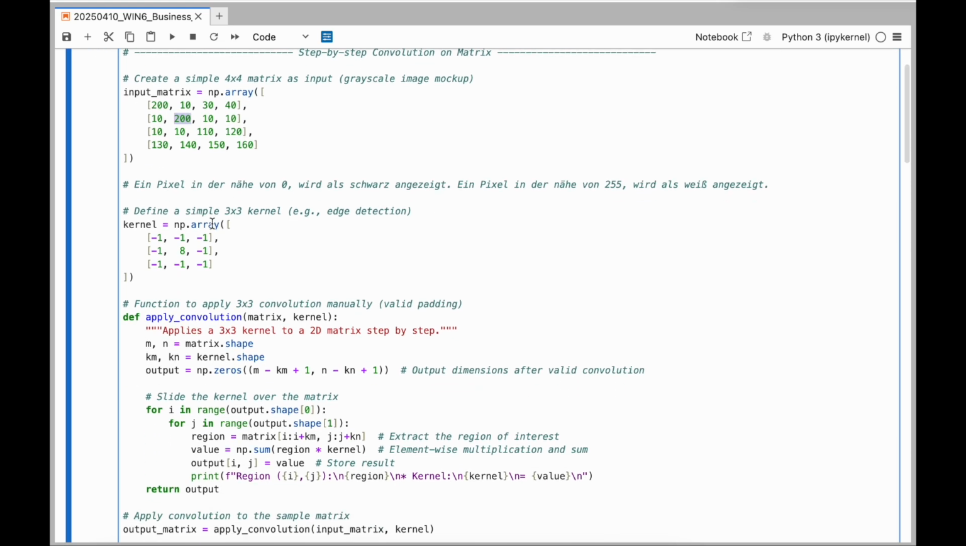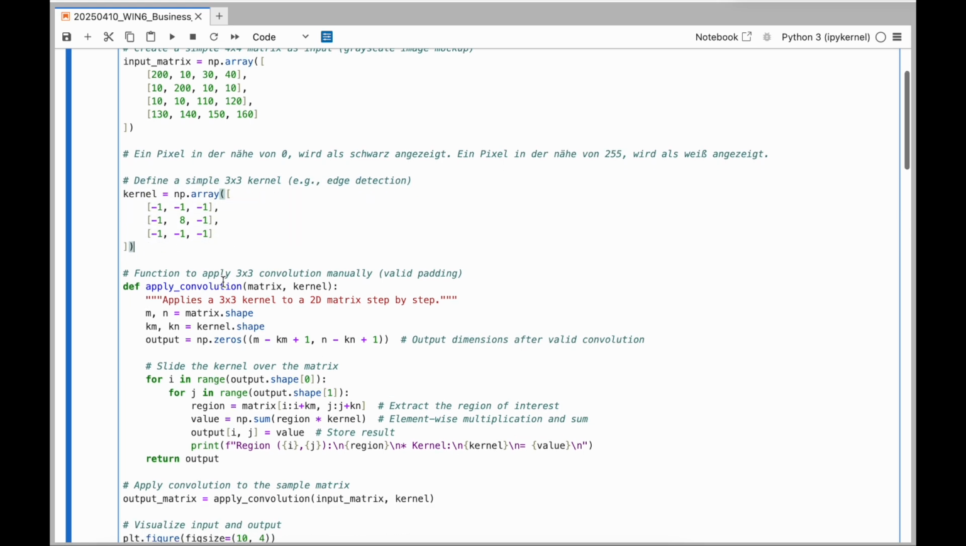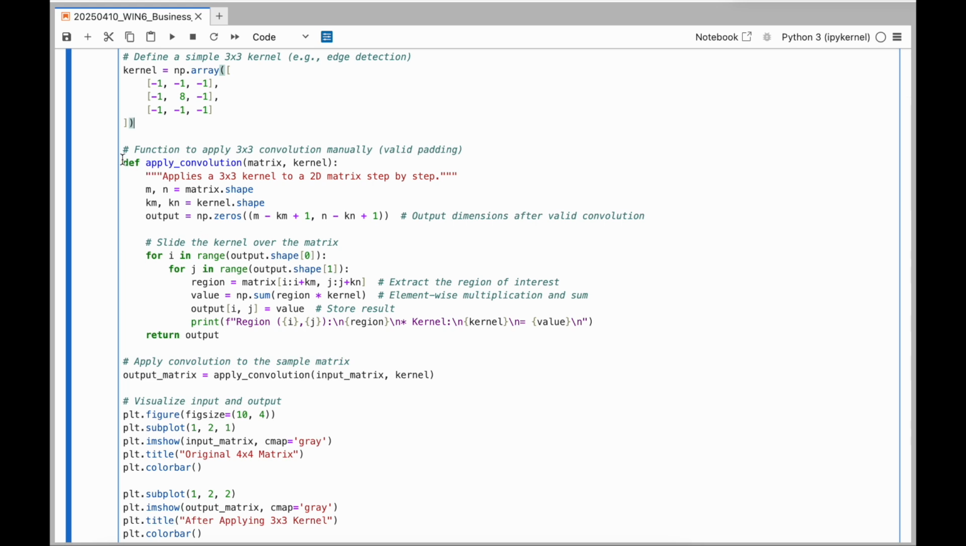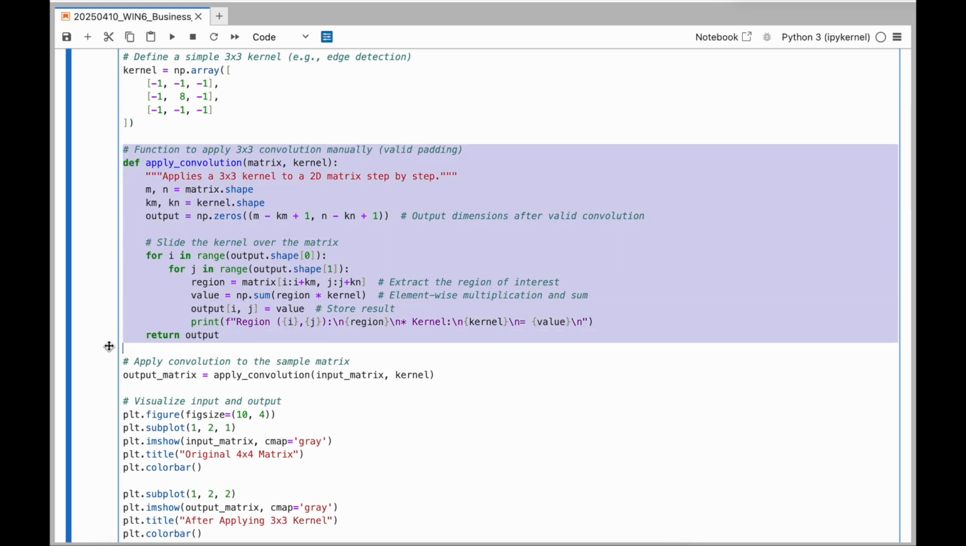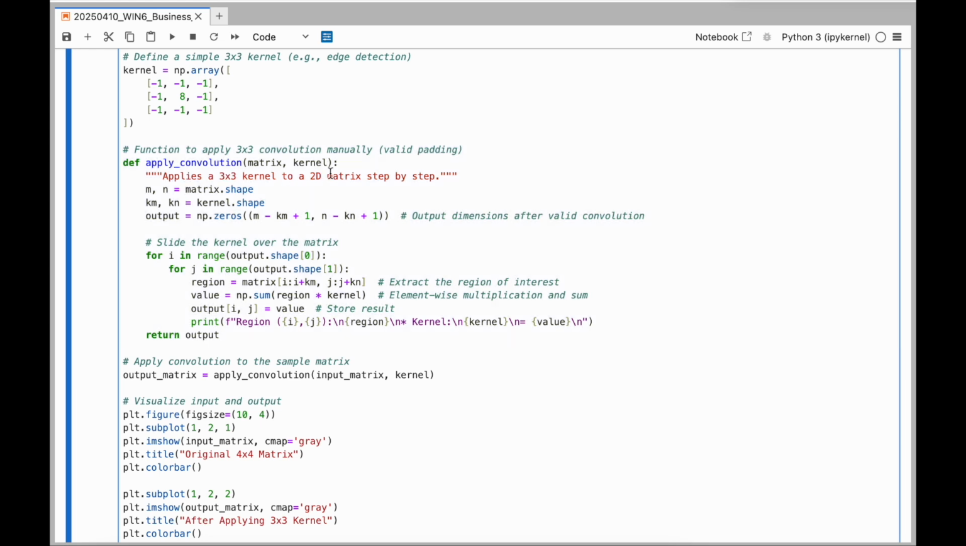Okay. So we define a kernel, which in this case is an edge detection kernel. We apply the convolution function, which is basically what we just did. So we apply a 3x3 kernel to a 2-dimensional matrix, step by step. First we define the matrix shape, then we define the kernel shape. The output shape will be like this. You can look at it. That's why we got different sizes, different outputs for the kernel 3x3 and for the kernel 2x2.